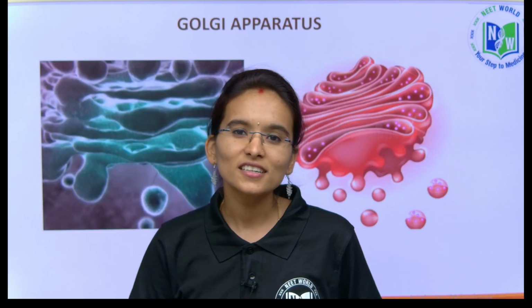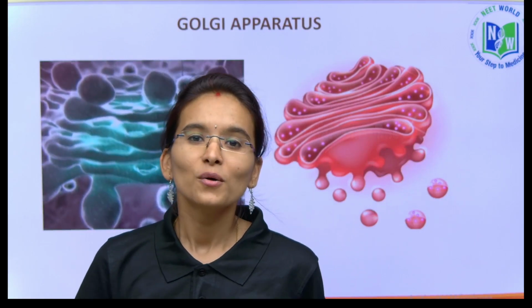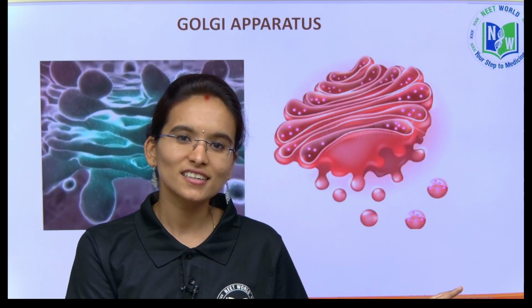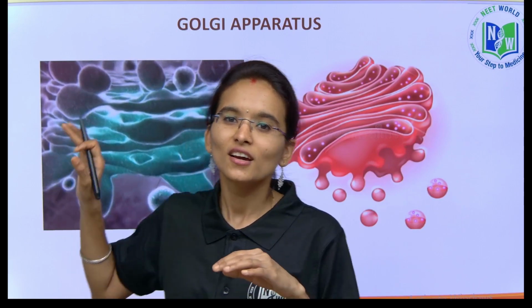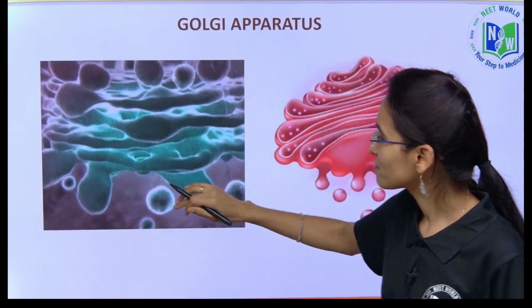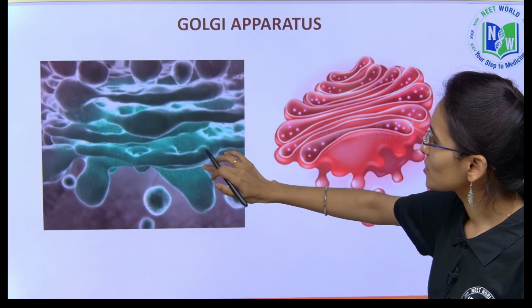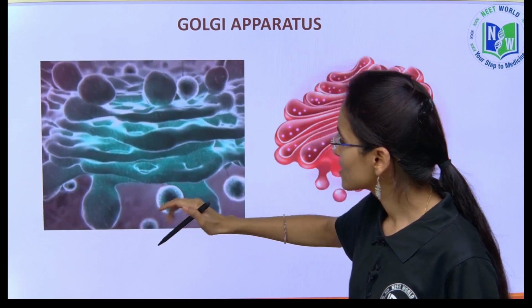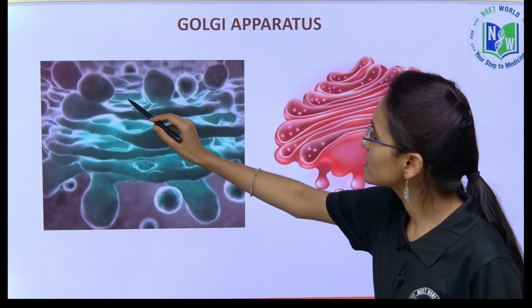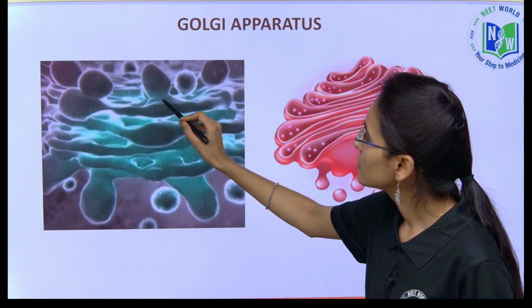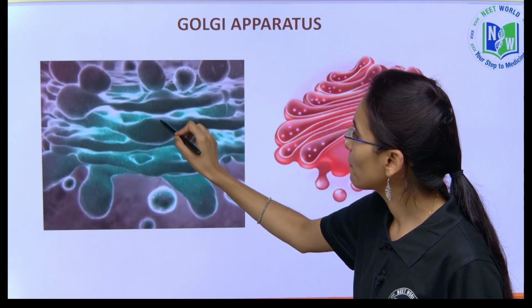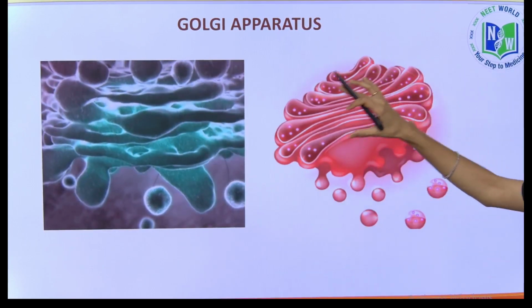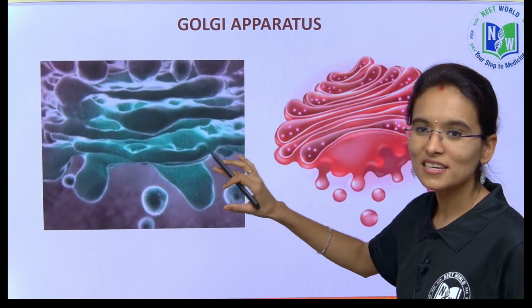The Golgi apparatus is also a cell organelle which is involved in receiving, packaging and then secreting. This is the function of the Golgi apparatus. Look here, this is the structure of how the Golgi apparatus looks. See, these are all the vesicles. First they are received, then here they are packed, and then they are delivered. Okay, now let's learn in detail about the Golgi apparatus.